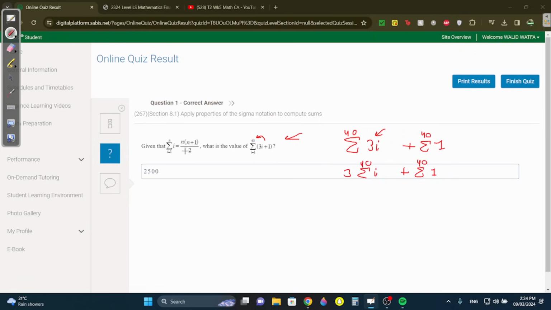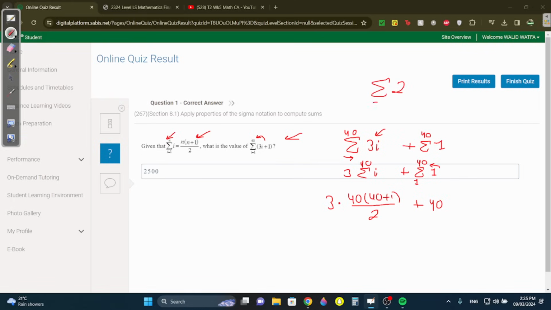They're giving you sigma i is n plus 1 over 2, with n being the number on top. This is the same as saying 3 times 40 plus 1 over 2. And then sigma 1 up till 40 means 1 plus 1 plus 1, 40 times. So it's the same as 1 times 40, because sigma means add. So 1 times 40 is 40. You can only multiply when you have 1 as your bottom thing.